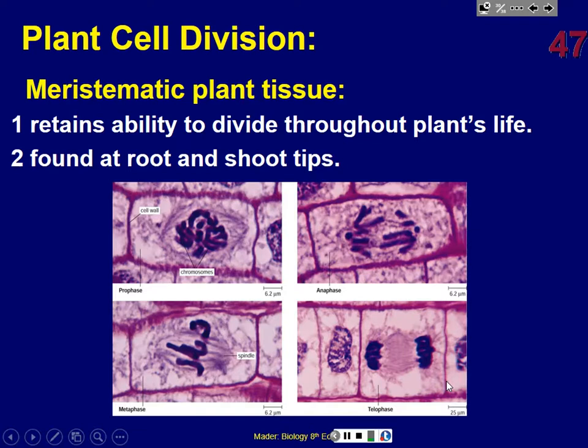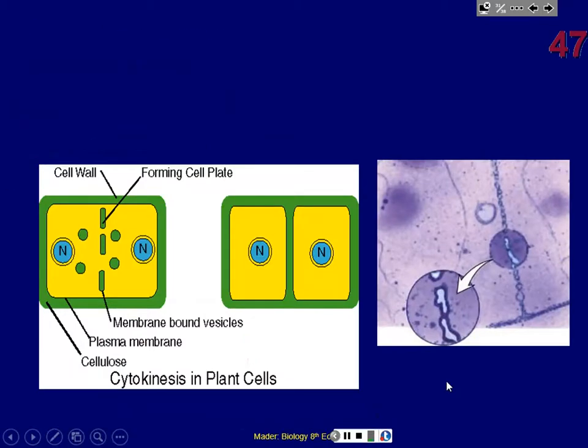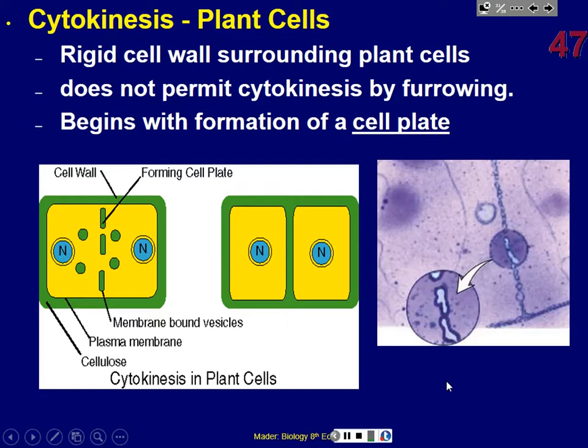One thing that's very different in plant cell division is cytokinesis, division of the cytoplasm. Plant cells can't furrow. You can't have that indentation. You can't furrow a plant cell. Why? Very good, because of the cell wall. Excellent, yes. Plant cells have a rigid cell wall, and it doesn't permit furrowing.